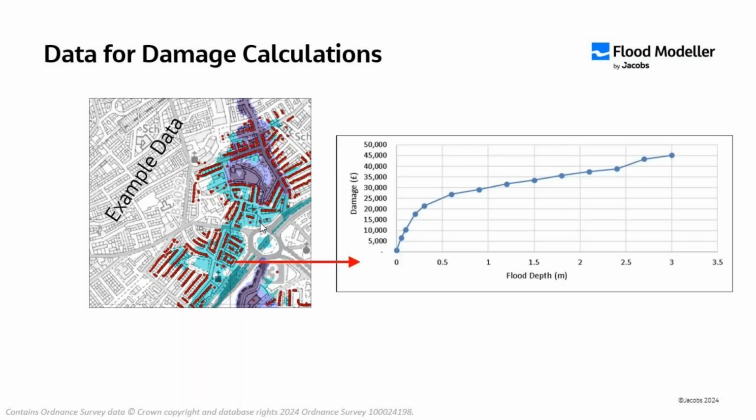Then the final thing you need is some depth damage curves. Depth damage curves are quite straightforward. They tell you the damage for a given depth. So for an individual property type here, you can see that if this building is flooded to a depth of 0.5 metre, that gives you about £25,000 worth of damages. You can either make those curves yourself based on research or survey information, or if you're working in England, you can buy the Multicoloured Manual from the Flood Hazard Research Centre.